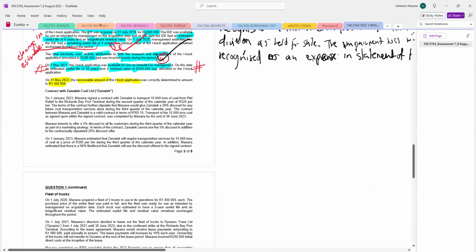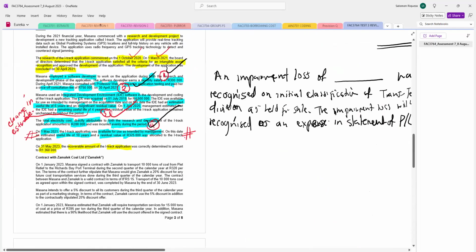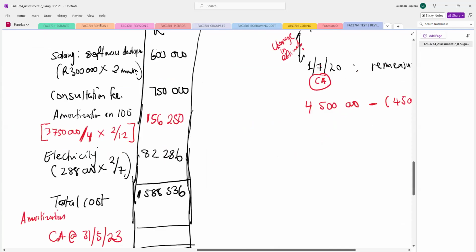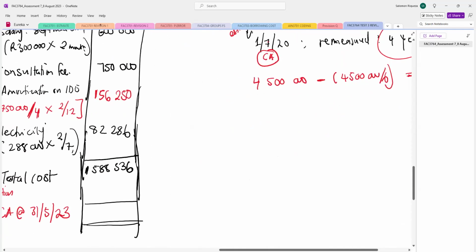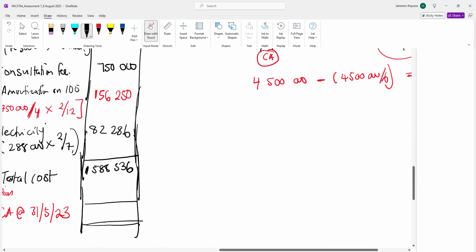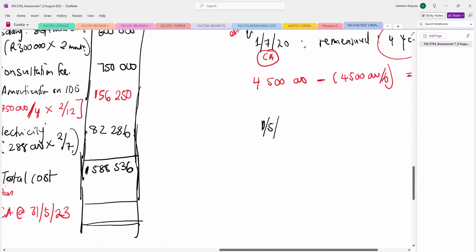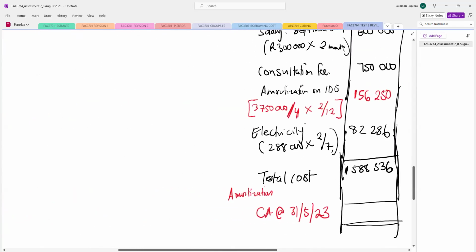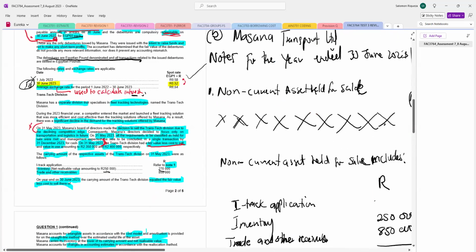Okay, let's go and read further. On 1 May, that's when it was available for use, so my depreciation begins in May. It was available for use as intended by management on this date, and an estimated useful life of 10 years and a residual value of 325 was allocated to it. The most important thing is to get the date right, then you are sorted. So what are they saying? The asset was available for use on 1 May 2021, if I'm not mistaken. Let me just double check the year. 21.